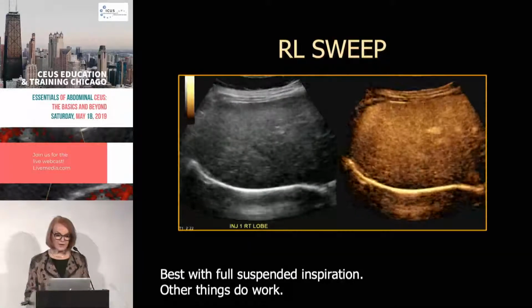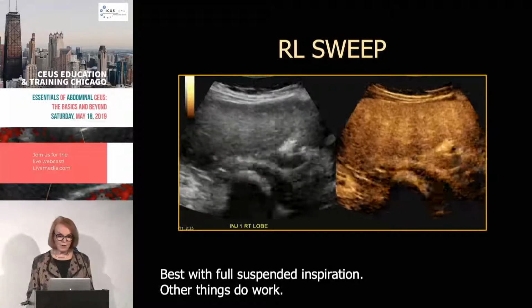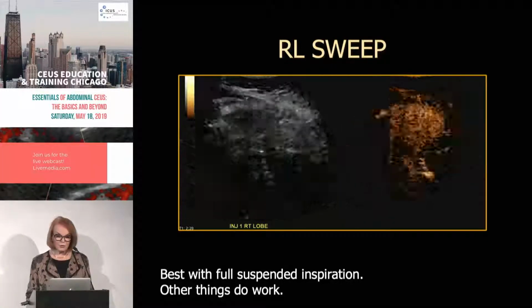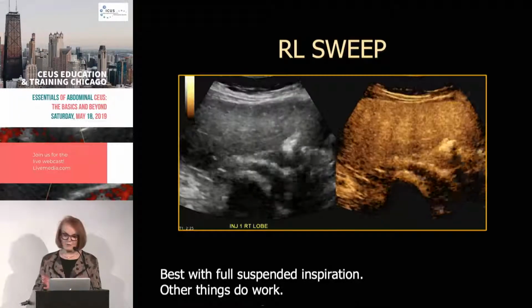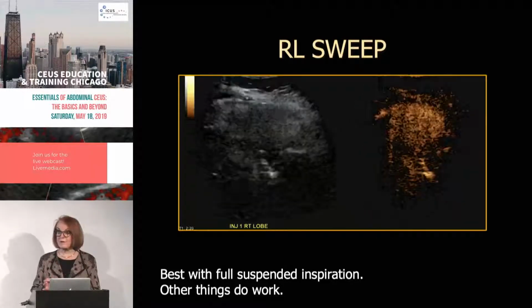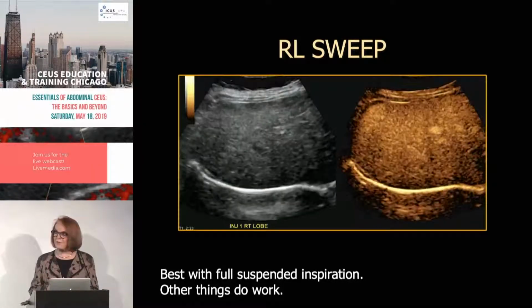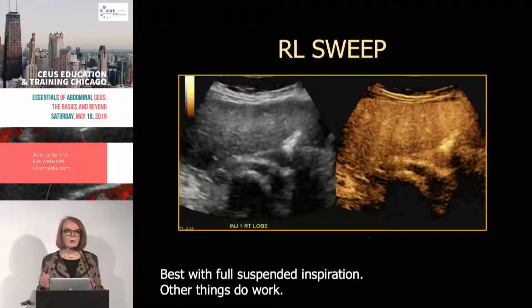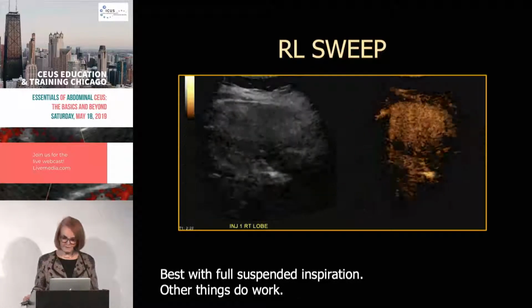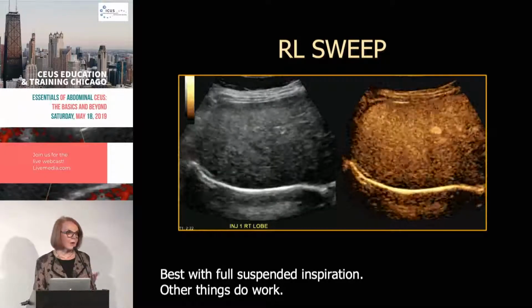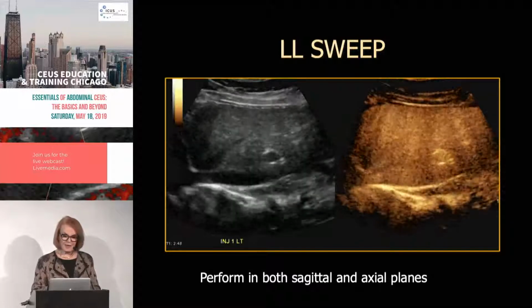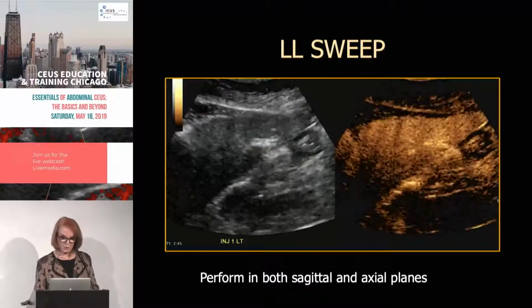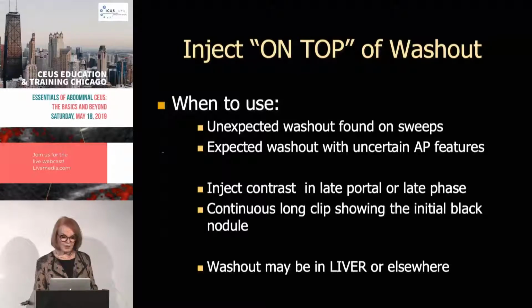So here's a patient that's taken a full breath in, and we're looking at their right lobe of their liver. We still leave it on dual scanning, and you can see beautiful uniform enhancement of the liver parenchyma. If there were any areas of a black spot in the liver, oftentimes we pick up metastatic lesions doing these scans. These are often unsuspected metastatic lesions, or they may be other things, but especially metastases. And then this is the left lobe sweep. Again, the patient has a full suspended inspiration, and we can see that beautiful homogeneous enhancement.